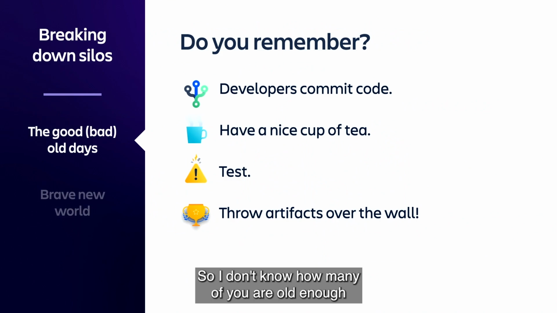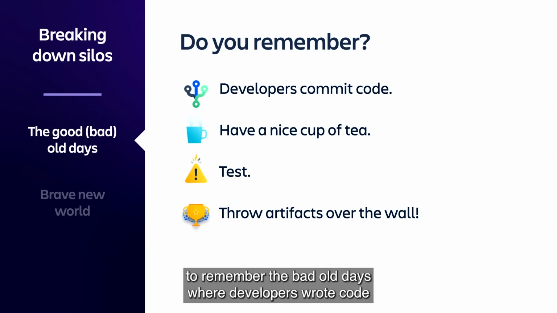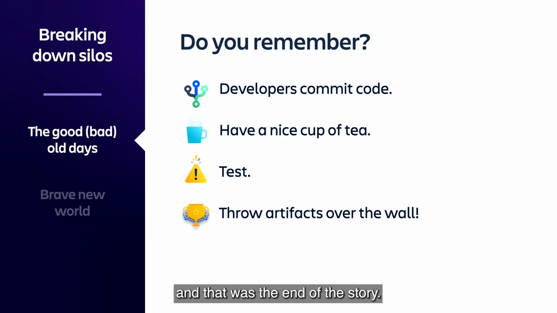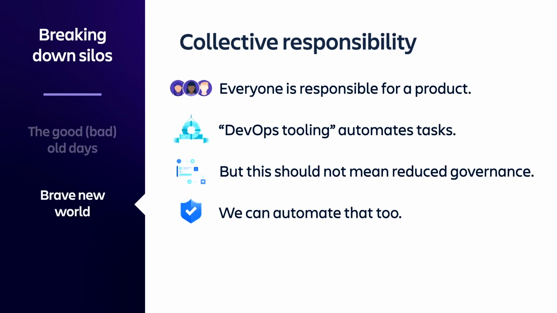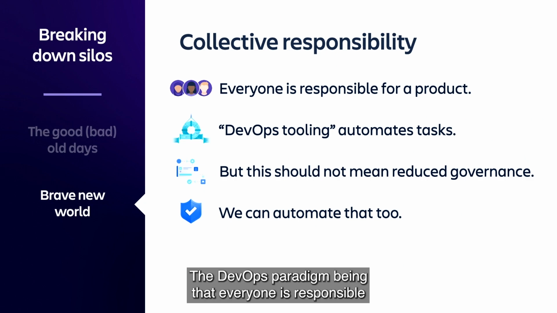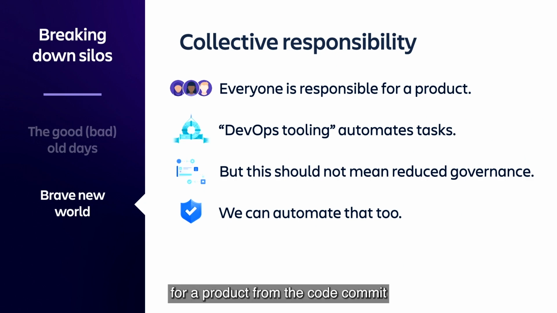So I don't know how many of you are old enough to remember the bad old days where developers wrote code and that was the end of the story. They wrote their code and then it was somebody else's problem. We're in the wonderful new world of DevOps. The DevOps paradigm being that everyone is responsible for a product, from the code commit to the full production support.